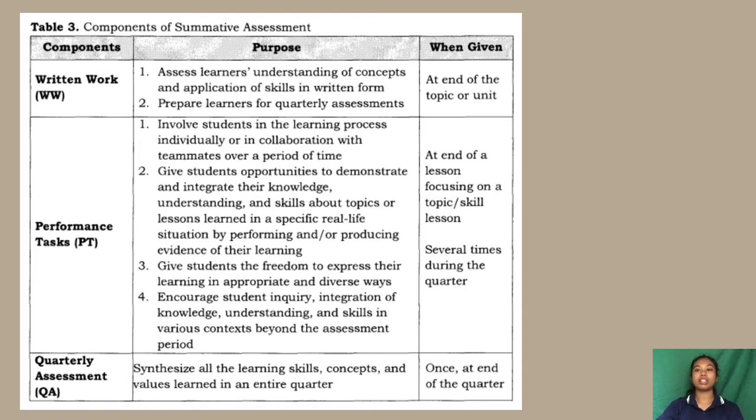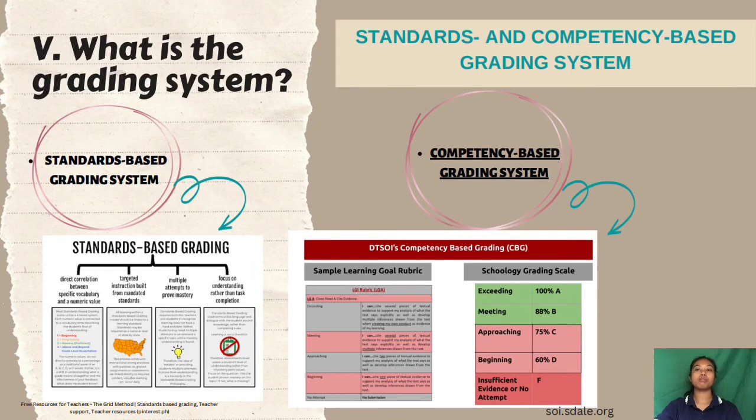There must be sufficient and appropriate instructional interventions to ensure that learners are ready before summative assessments are given. The evidence produced through summative assessments enables teachers to describe how well the students have learned the standards or competencies for a given quarter. These are then reflected in the class record. The grades of learners are presented in a report card to show the progress of learners to parents and other stakeholders. Let us now proceed to number 5.